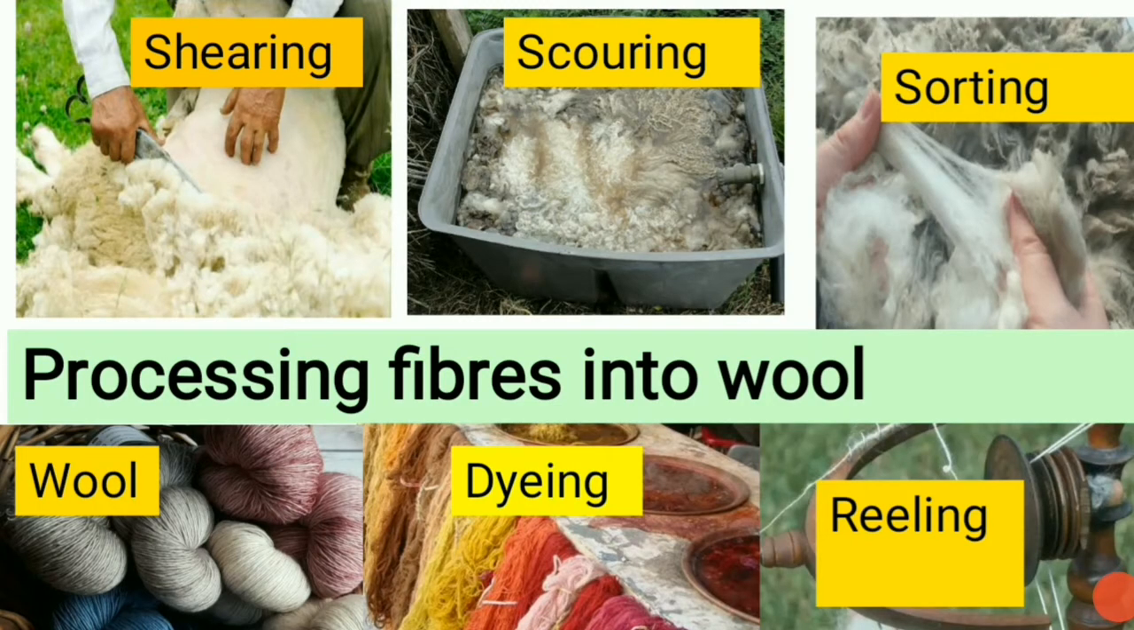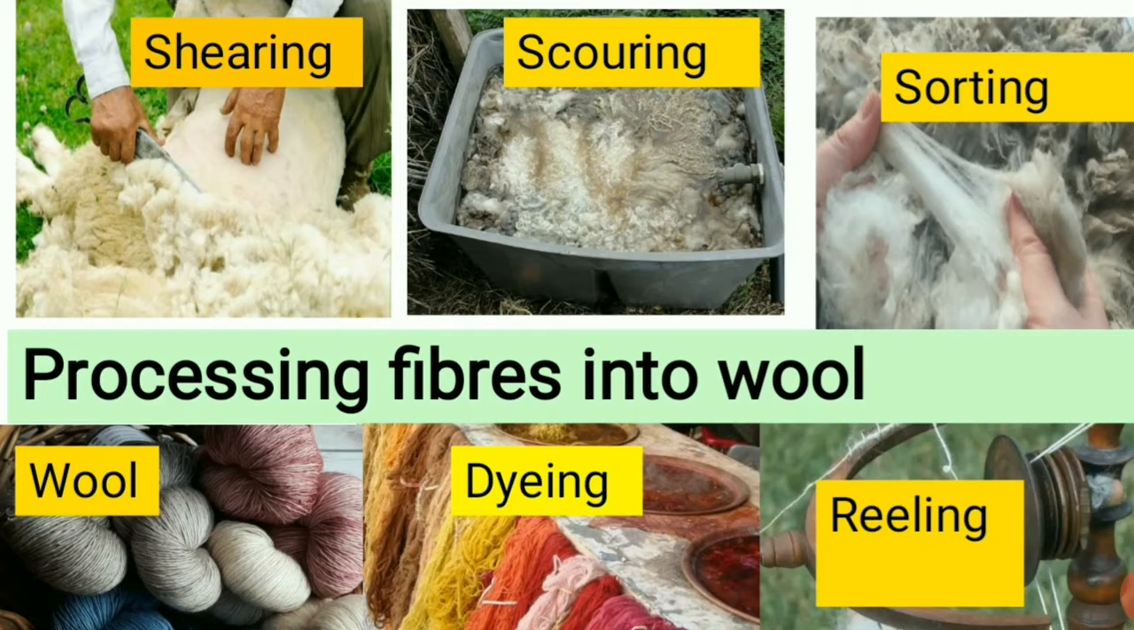Processing fibers into wool. Shearing. The process of shaving the hair of sheep is called shearing. In olden days, this was done with a pair of metal blades, but nowadays a machine is used to cut off the fleece. Shearing is generally done in summer so that the sheep could get new hair by winter to get protection against cold.